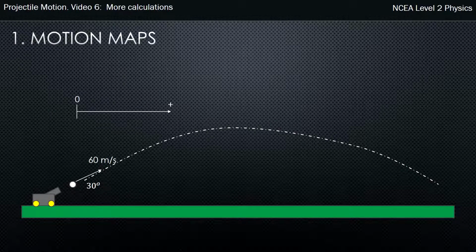So motion maps first. I want to think about horizontal first. We know horizontal motion is the same velocity every split second, and I've called my right positive, and my velocities are all positive.